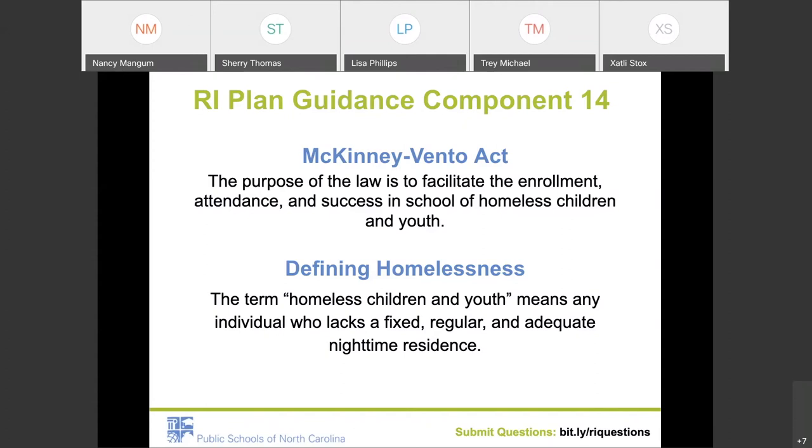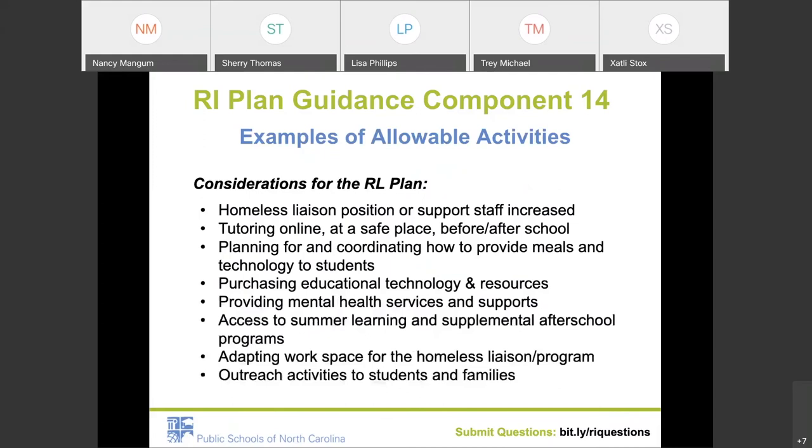Let me point out that the questions located in the guidance document should be used to determine if an expense is allowable, should there be something I mentioned that you wish to expand on, or if you want to identify something different that you can specifically do to meet the educational needs of your homeless students. To begin with, I would like to provide you with a definition of homelessness.